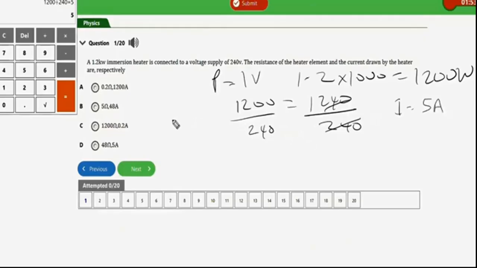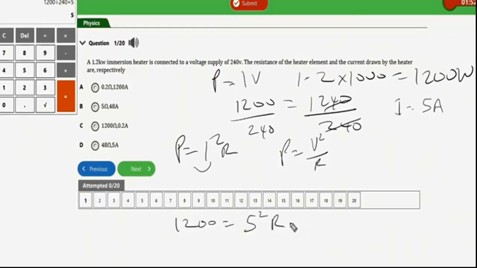Now that we have the current, to get the resistance, note that in power, one of the formulas we can apply to get resistance is power equals I squared R. Or you can also use power equals V squared over R. Any of them will work. Let's make use of this one. We now have our current, so it's going to be 1200 equals 5 squared R. 5 squared is 25, so we divide both sides by 5 squared.